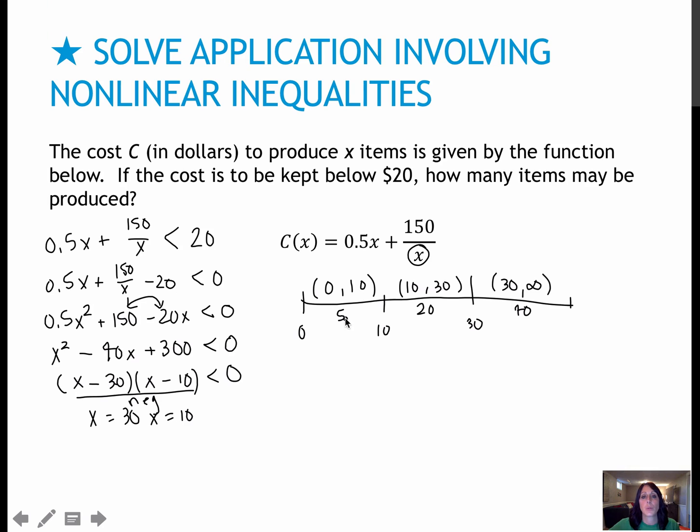I'm using it in this function, so plugging in 5 gives me 5 minus 30, which is negative, and then 5 minus 10, which is negative, and negative times a negative is a positive. Using 20, 20 minus 30 is negative, 20 minus 10 is positive. If I multiply those values, I end up with a negative. And 40, 40 minus 30 is positive, 40 minus 10 is positive, positive times a positive is a positive. I'm only interested in the negative. So my answer in interval notation would not be closed brackets, it would just be 10 to 30. In a sentence form, I could say we could produce more than 10 items up to less than 30 items to keep the cost function below $20.